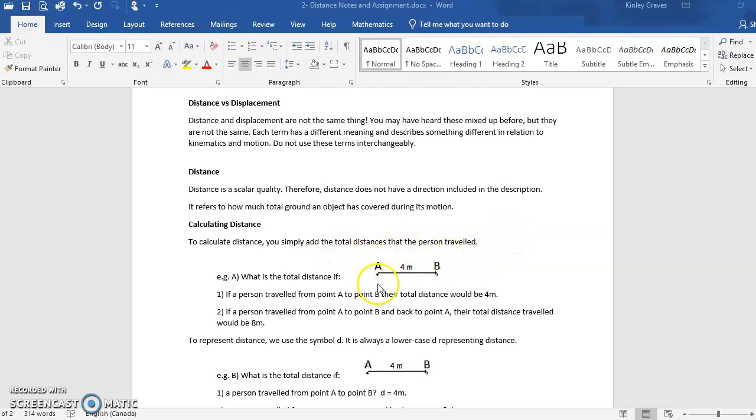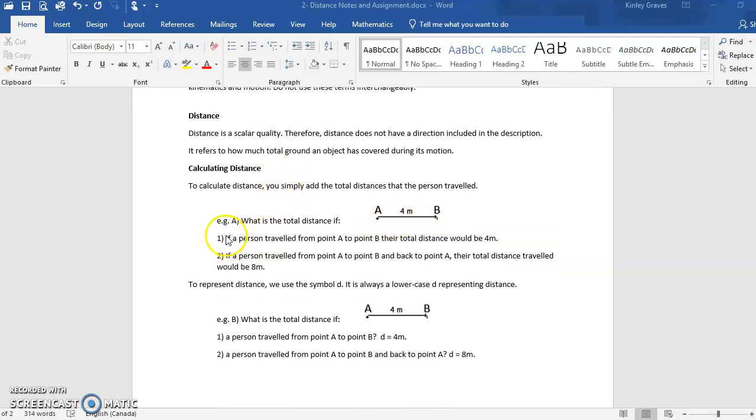So we'll look at this little example here of point A and point B, and they're separated by 4 meters. So, example A: what is the total distance if a person traveled from point A to point B? If we started here at a distance of 0 meters and then got to point B, this tells us this is 4 meters between those two points. So the total distance would be 4 meters.